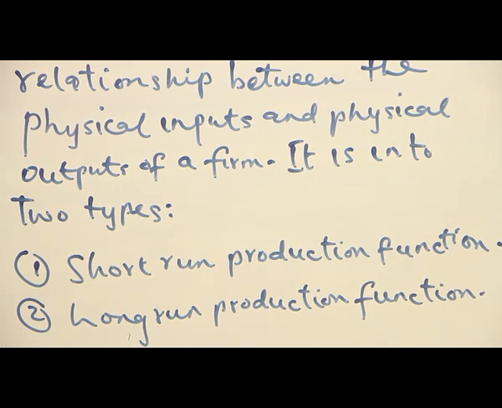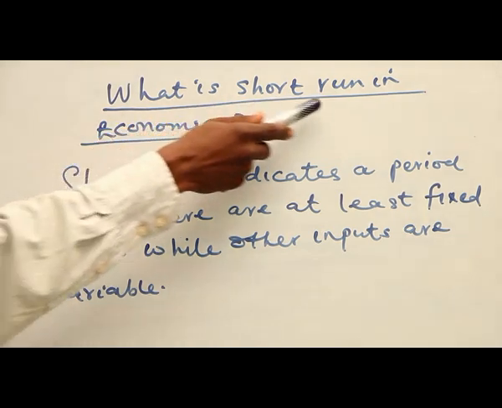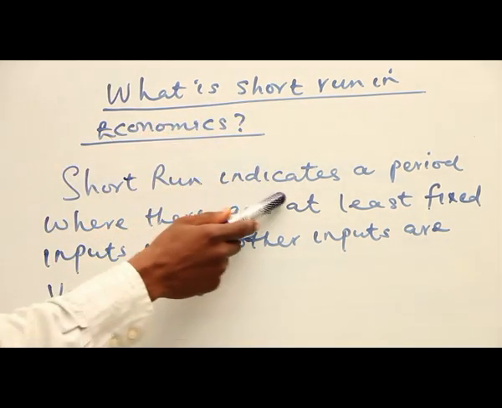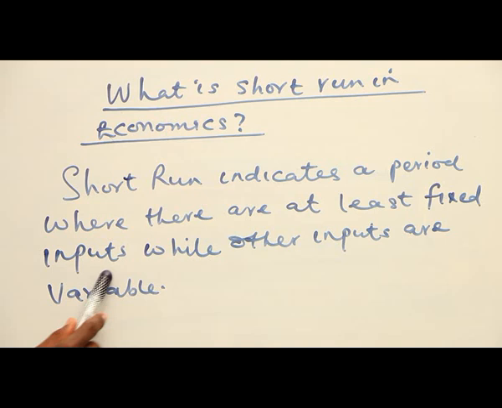Now, production function is of two types. Number one, short-run production function. Two, long-run production function. These two types, we are going to look at them in detail. But for this moment, we'll be looking at short-run production function, where we'll be examining what we call the concept of productivity. What is short run in economics? Short run indicates a period where there is at least one fixed input, while other inputs are variable.